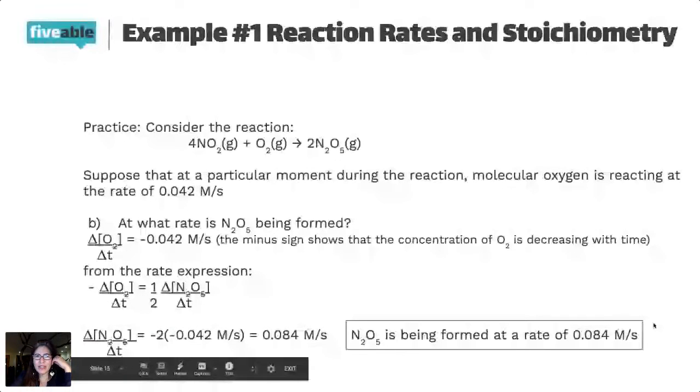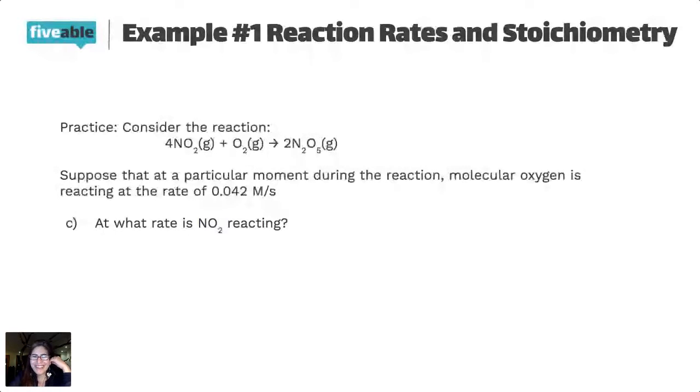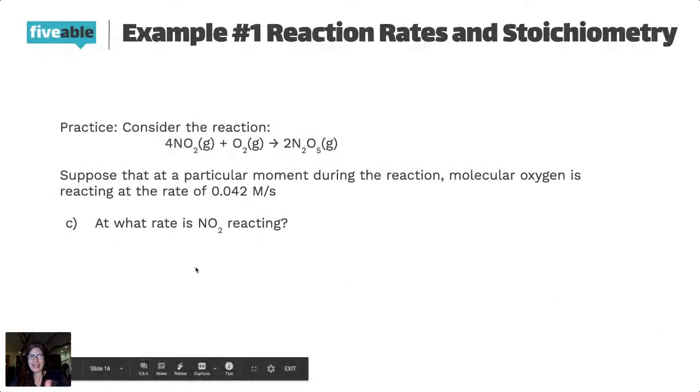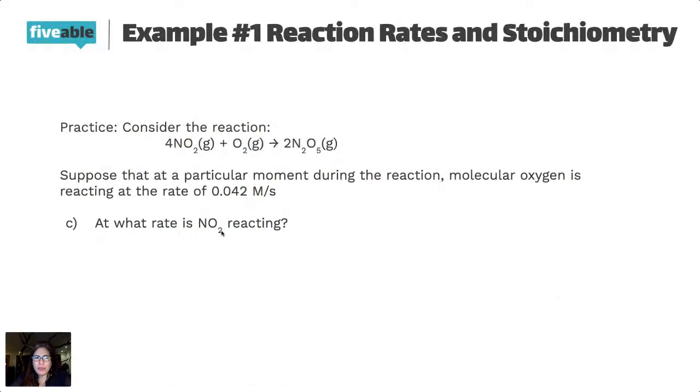Okay, let's move on. So now, letter C. Hi, Fer. Letter C says, at what rate is NO2 reacting? So again, we're going to get it from the rate expression, right? What should we do with this rate expression? What do you think we do? What math equation are we going to do now? If we want to solve for change of NO2 over change in time, what must we do with the rate of oxygen? Multiply by what number or divide by what number?